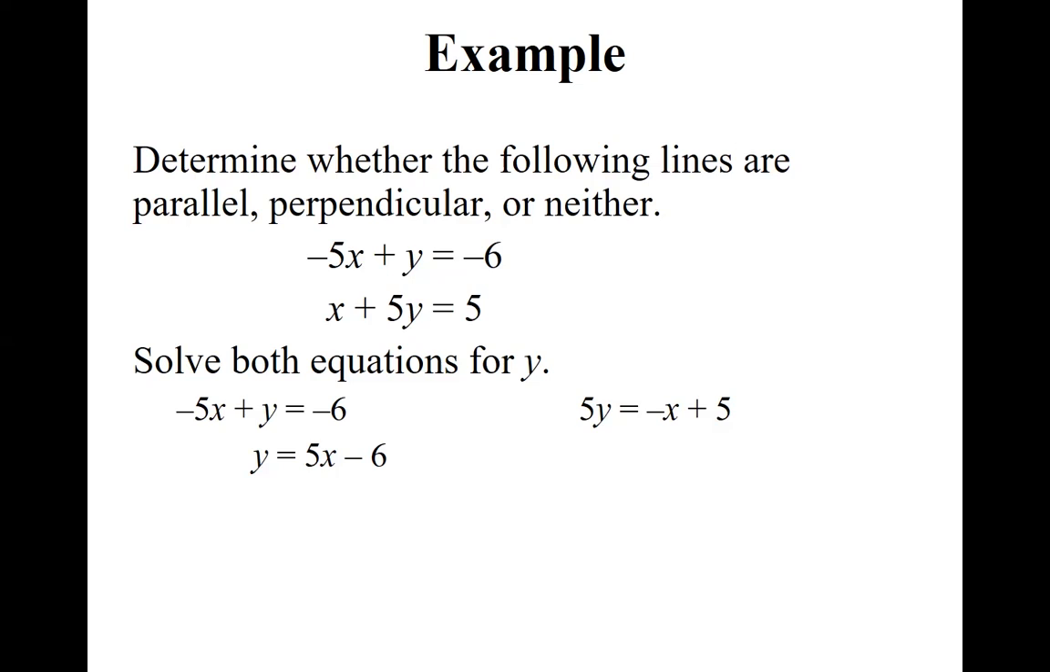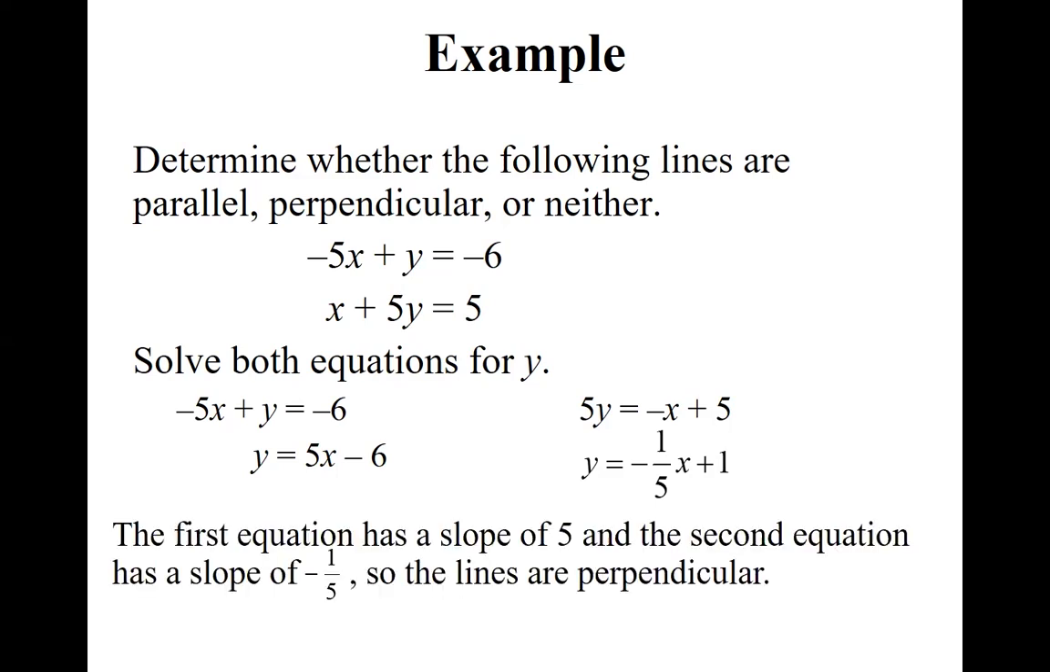Solving the second one for y, we're going to divide both sides by 5. That divides everything by 5. Y equals negative 1/5 x plus 1. They're not the same, so they're not parallel. They are opposites. One's positive, one's negative. They are reciprocals. One's 5, one's 1/5. So these are perpendicular lines. And that is it for this topic.